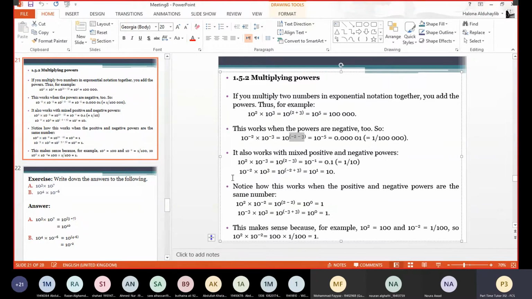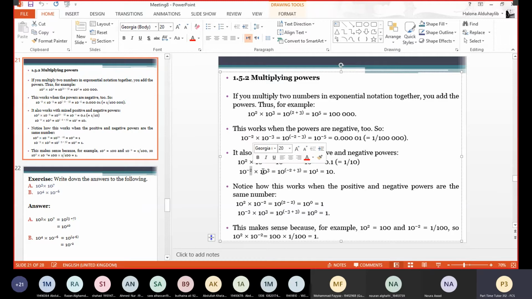It also works with mixed positive and negative powers, but you need to keep the base and take the sign of the higher value. So here we have 2 and -3. The -3 is higher than 2, so the result will be subtracting. It's like 2 minus 3, which becomes -1. So the result will be 10 power -1, which is equal to 1 divided by 10, which is 1 out of 10.